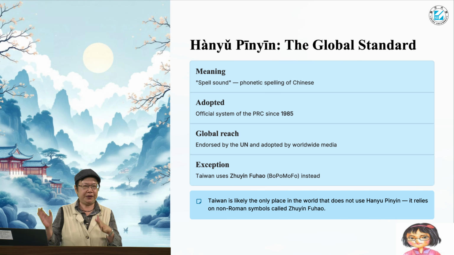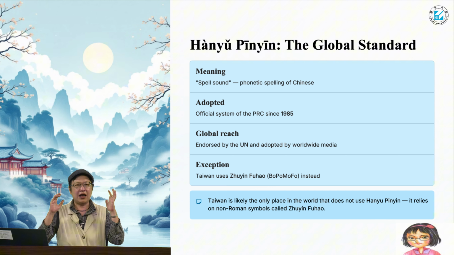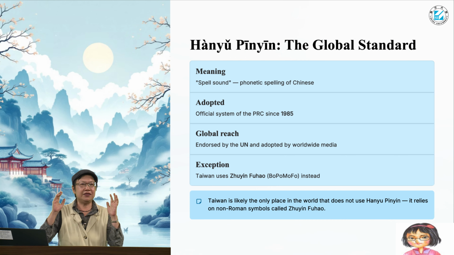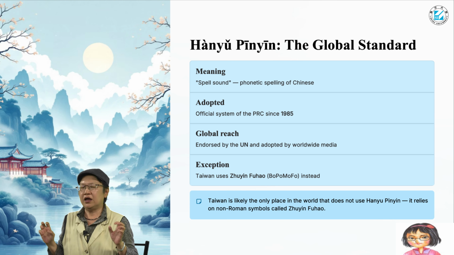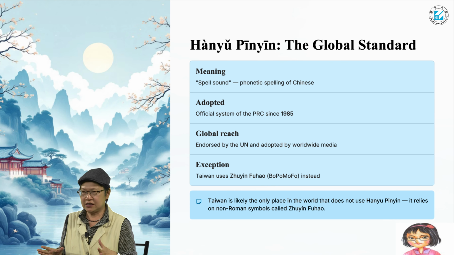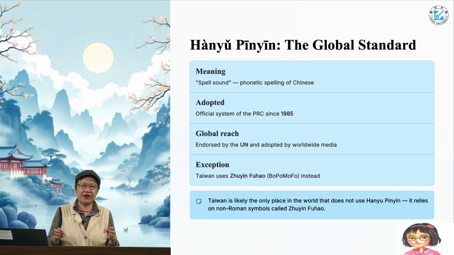Okay, 汉语拼音 generally speaking means Han, language, spell, sound. And that system is very effective, very good, and is recognized all over the world and also by the United Nations. And now, Chinese proficiency test, we will use 汉语拼音 as well.